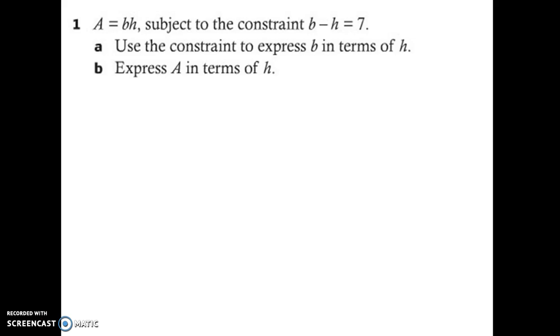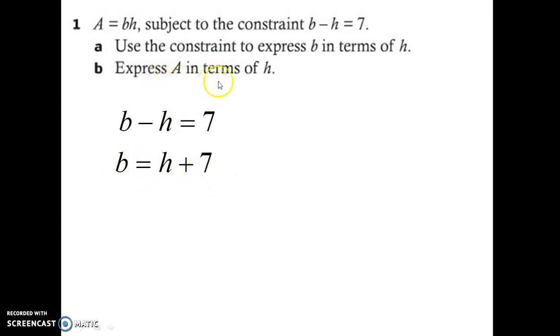A, use the constraint to express b in terms of h. What that means is, it says use the constraint, so we're going to use this constraint equation, and we want to write b in terms of h. That means you want b to be isolated and everything else on the other side of the equation. So we're going to take the b equation and move the h over by adding h to that side. So we have positive h plus 7 over here. And we have written it now with b in terms of h.